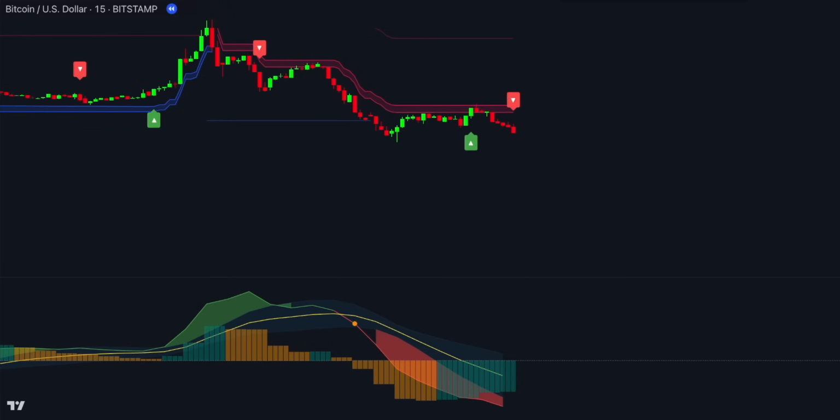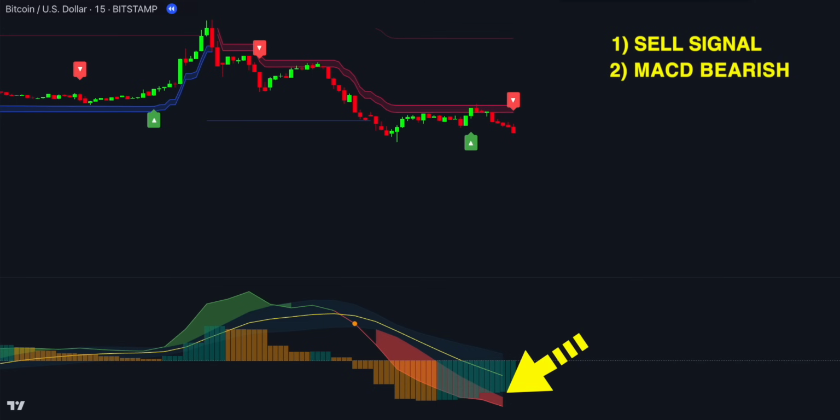For a short signal, make sure the following criteria are met. First, the dynamic levels breakout produces a sell signal. Second, the MACD is bearish. When the cloud is red, a strong selling pressure is present. You can still open a trade when the MACD is narrow. However, you should decrease your risk per position by half. For example, if you normally risk 3% per trade, in this case, you would risk no more than 1.5% per trade.